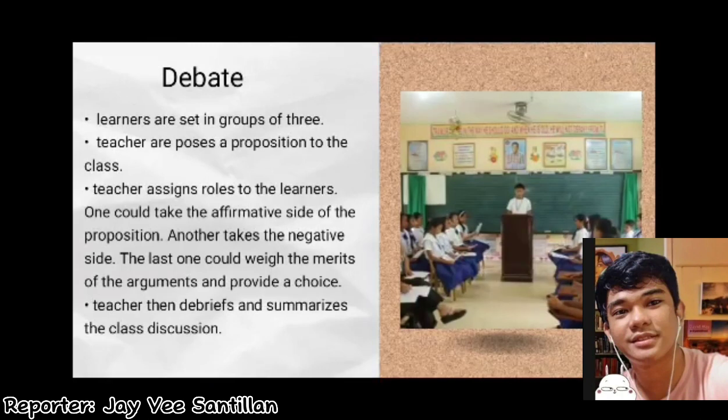Example of debate. The learners are set in groups of 3. The teacher presents a proposition to the class. The teacher assigns roles to the learners.